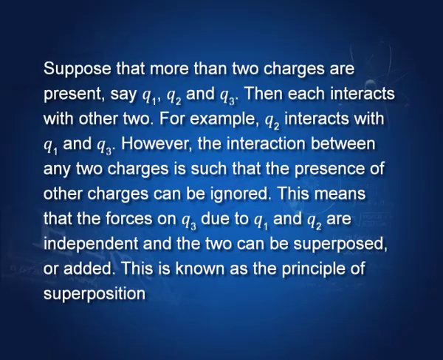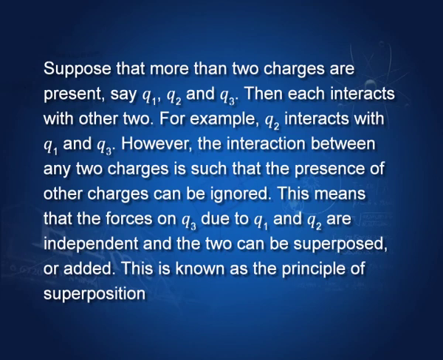Suppose that more than two charges are present, charges q1, q2 and q3, then each one of them interacts with the other two. For example, q2 interacts with q1 and q3, q1 would interact with q2 and q3, q3 would interact with q1 and q2, and like that. However, the interaction between any two charges is such that the presence of other charges can be ignored. That is, if q1, q2, q3, I can ignore this one, I can study the force between them. I can ignore this one, I can study the force between these two, and like that.